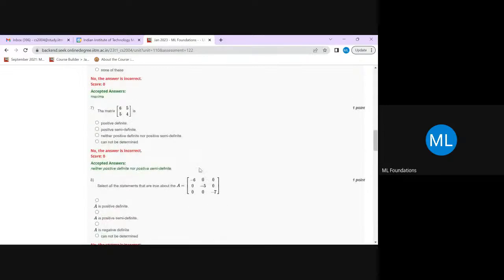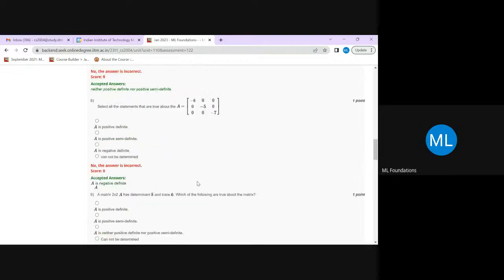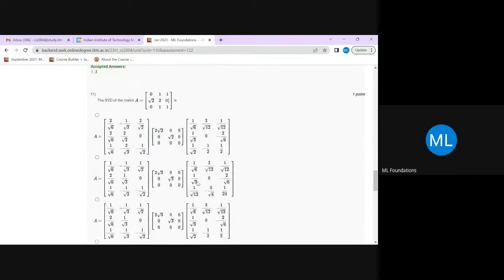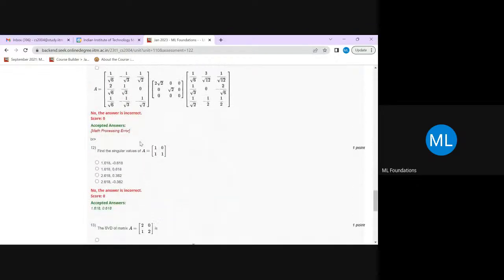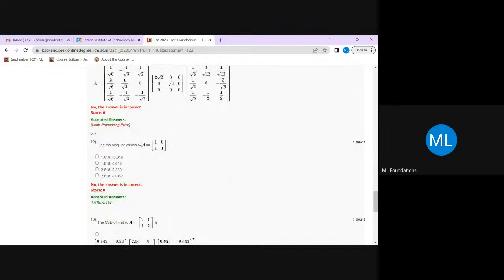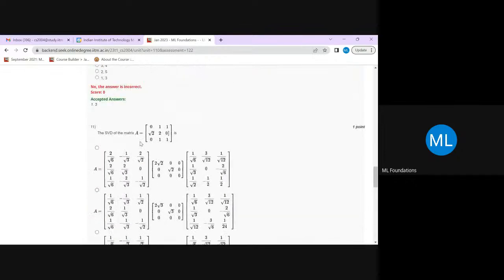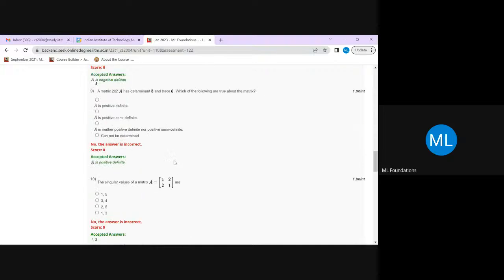Okay, what are the eigenvalues for this matrix? -6, -5, -7. So this is negative definite, right? Perfect. Okay, so this is all. This is what I was telling you, the SVD part that we will be discussing. But this also will be a simple question. It looks like a bigger question, a bit difficult, but there are methods with which you can solve it in 1 minute or maybe 2 minutes. Okay, so this is done.